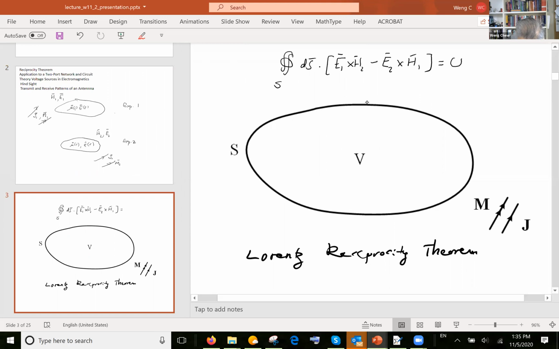And then you do all these cross products and integrate over the closed surface S. And you can show that they integrate to 0, provided that the surface S contains no source. Okay, no source inside. All the sources are outside this surface S. So this is a remarkable thing, because you can use this to solve some problems sometimes. I will not tell you how to use this at this point, but just to tell you the fact that this is a useful theorem. And this is called the Lorentz Reciprocity Theorem.